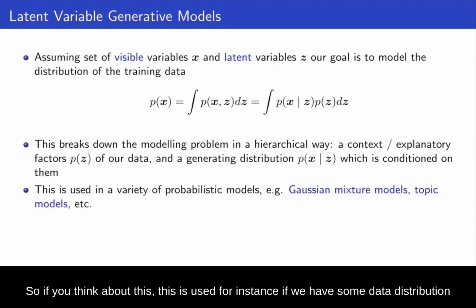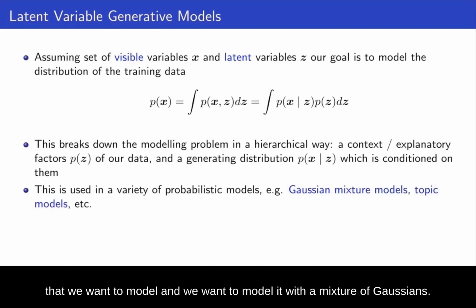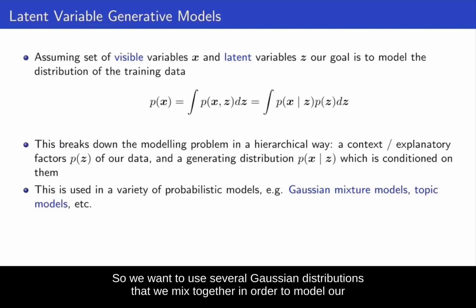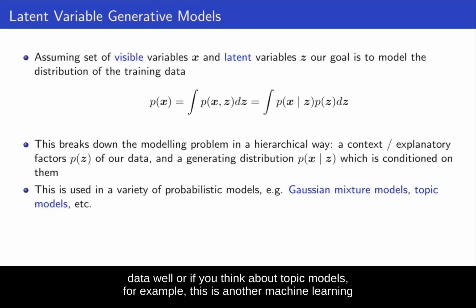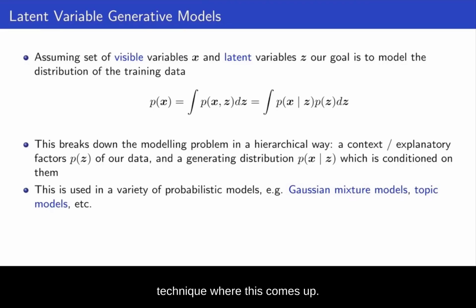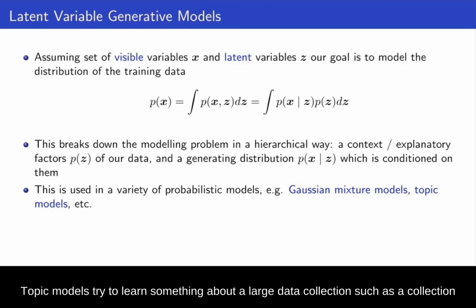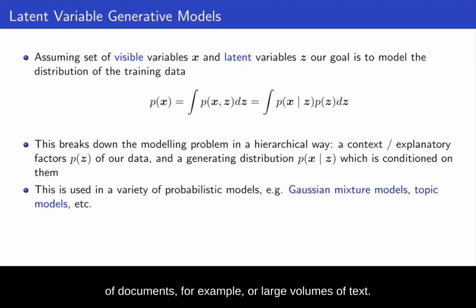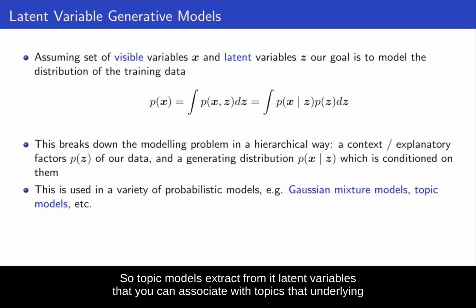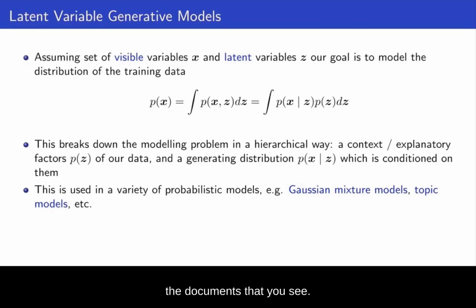If you think about this, this is used, for instance, if we have some data distribution that we want to model, and we want to model it with a mixture of Gaussians. So we want to use several Gaussian distributions that we mix together in order to model our data well. Or if you think about topic models, for example, this is another machine learning technique where this comes up. Topic models try to learn something about a large data collection, such as a collection of documents or large volumes of text. So topic models extract from it latent variables that you can associate with topics that underlie the documents that you see.